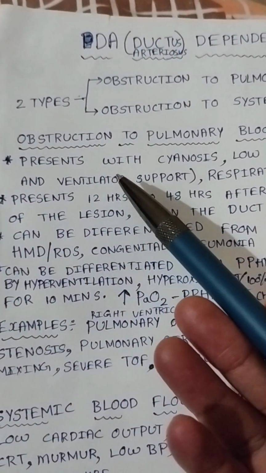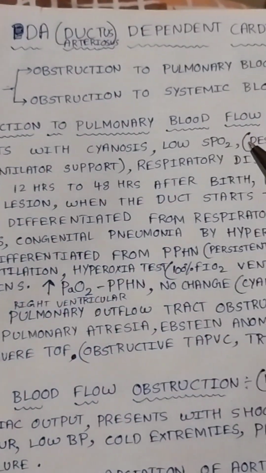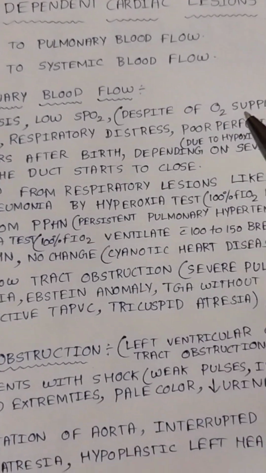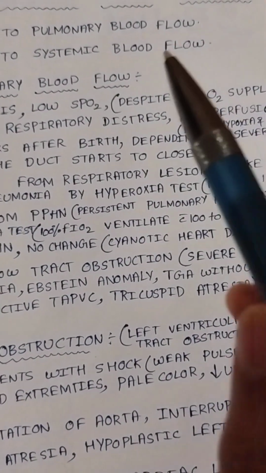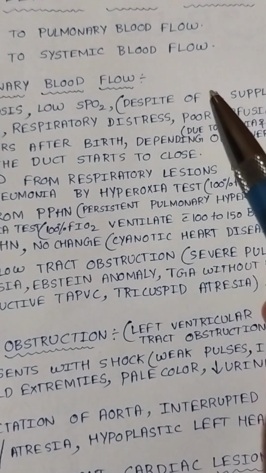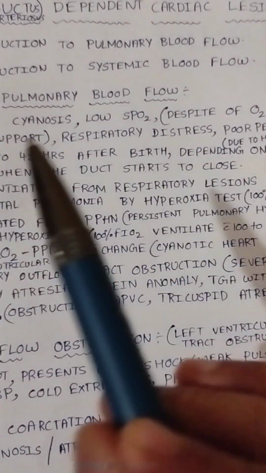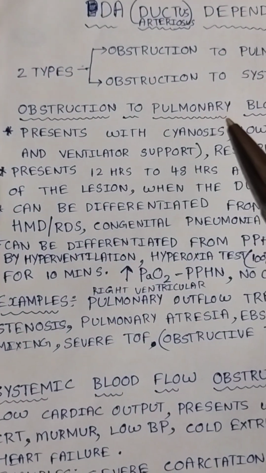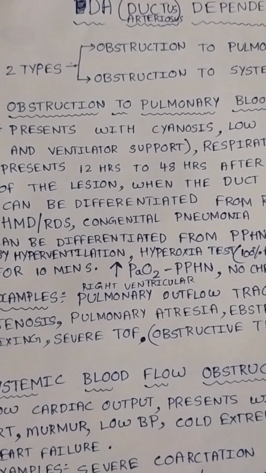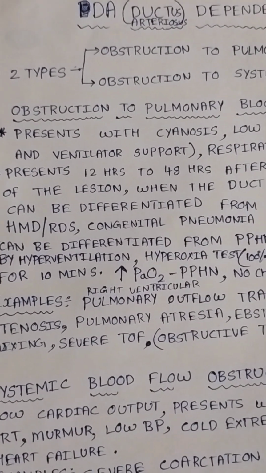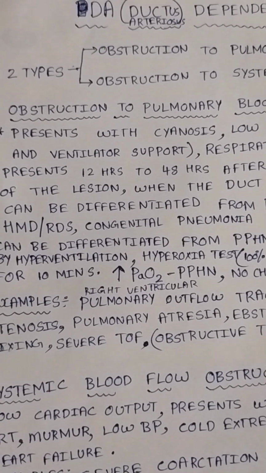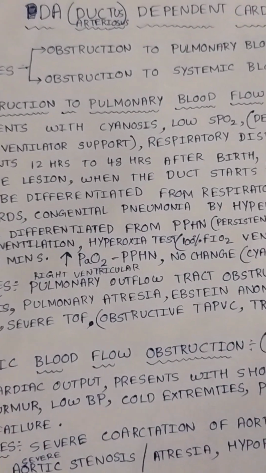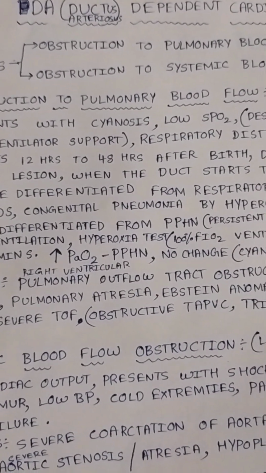How will it present? It will present with cyanosis and low saturations. Despite oxygen supply, there will be low saturations in the baby. If you supply oxygen also, the saturations will not improve. Or if you do positive pressure ventilation with an ambu bag, or intubate and connect to the ventilator, the cyanosis and low saturations will still not improve if there is obstruction to the pulmonary blood flow.